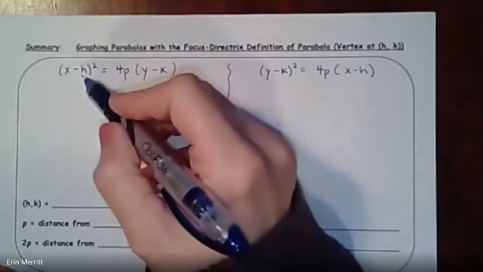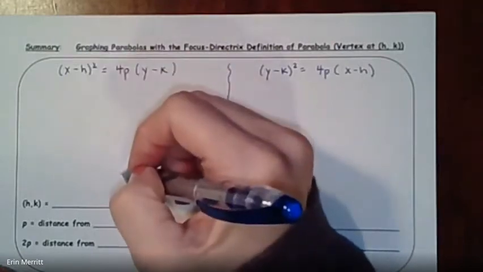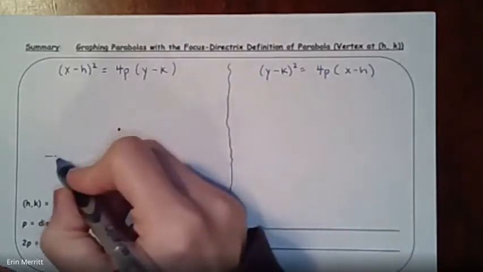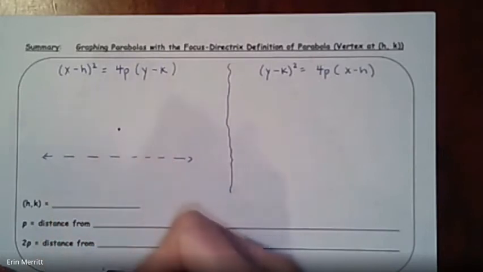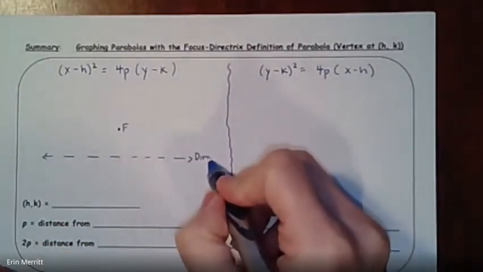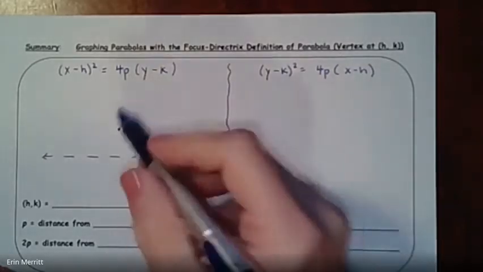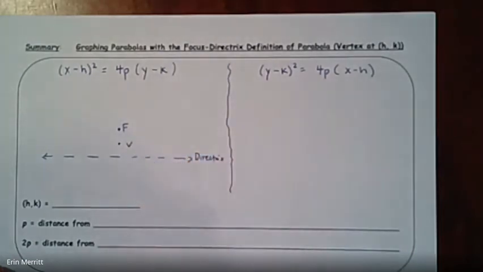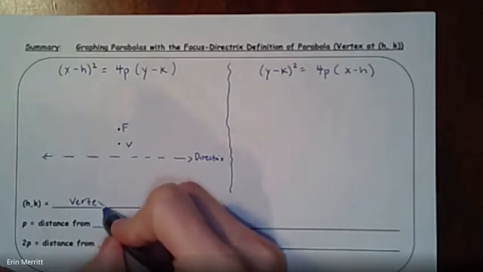We said that when x is squared, this will open up. So here's some details I want you to add to your picture. Draw yourself a point and a line where this is our focus. Here's our directrix. Halfway between the focus and the directrix is where the vertex is going to go. And the vertex is always the (h, k).